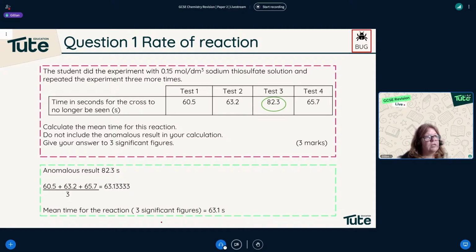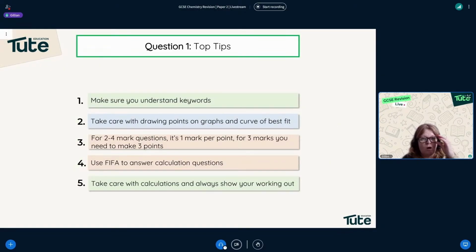Okay, so a lot of calculations there just to finish off with. So let's review our top tips for our first question. So make sure you understand keywords. Take care with drawing points on graphs and curves of best fit. For 2 to 4 mark questions, it's 1 mark per point. So for 3 marks, you need to make 3 points. Use FIFA to answer calculation questions and always take care with calculations and always show your working out.